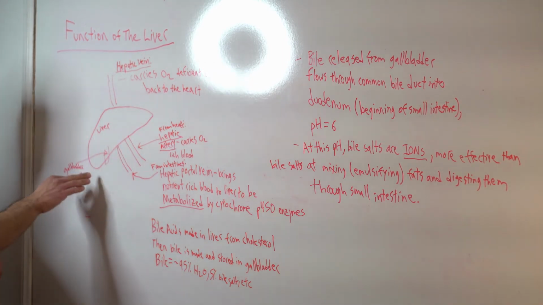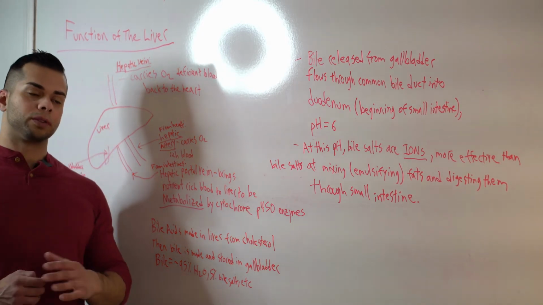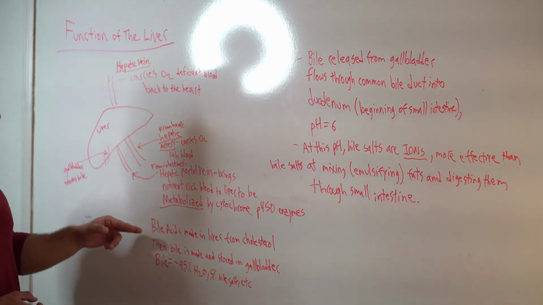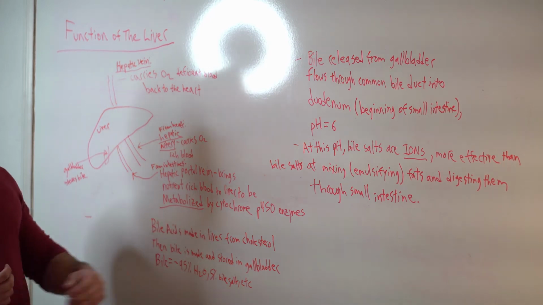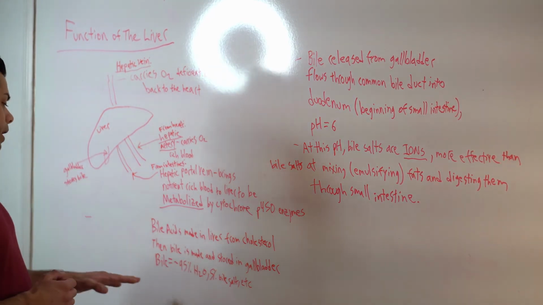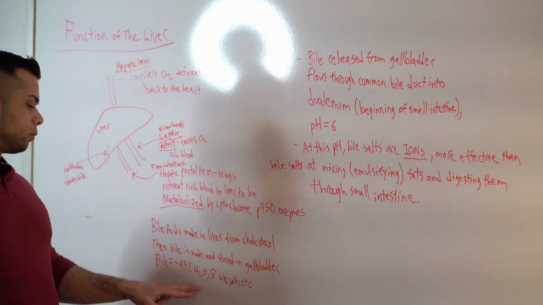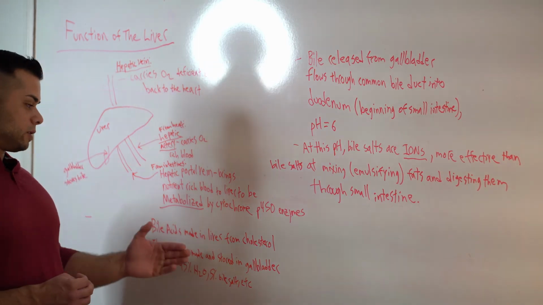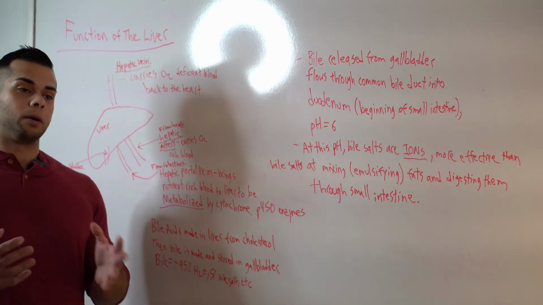So here we have the gallbladder. This stores the bile, and the liver is what creates bile, which will start by synthesizing bile acids. So bile acids are made in the liver from cholesterol, and then bile is made and stored in the gallbladder. So bile is essentially made up of mostly water. It's about 95% water, and about 5% of that are these bile salts and some other fat-soluble compounds.